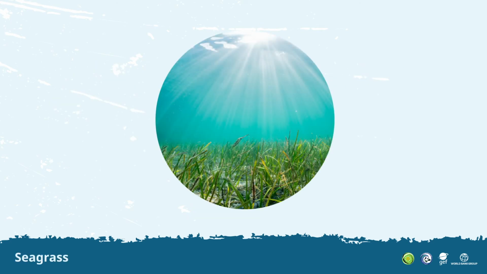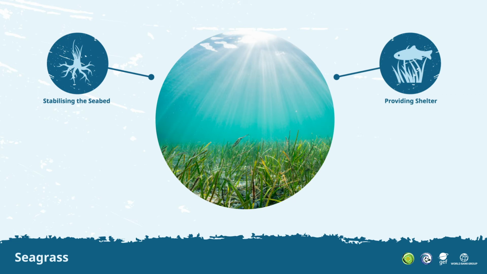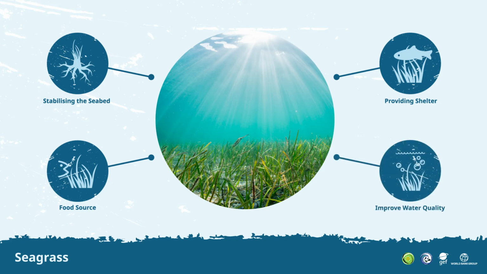Seagrass is a submerged flowering plant found throughout the OECS that grows in shallow water meadows in sand or mud. It is often found in the lagoons between beaches and coral reefs or in protected bays and estuaries. These meadows are crucial for stabilising the seabed, providing shelter and nursery grounds for fish and a food source for many organisms, including turtles. They also help to improve water quality by slowing down currents and allowing fine particles to settle out.